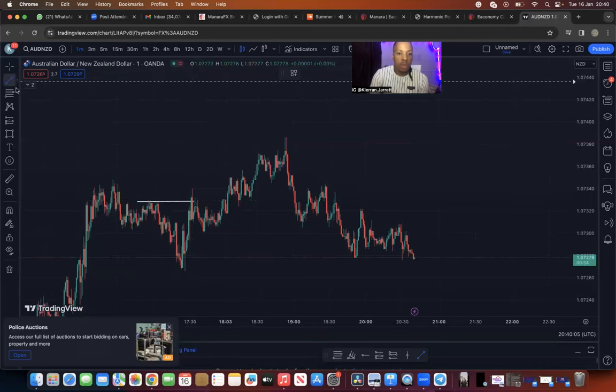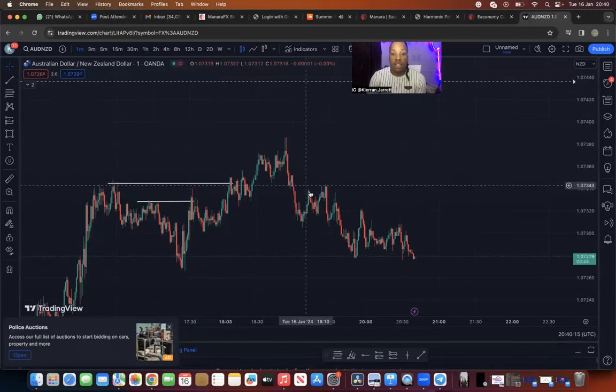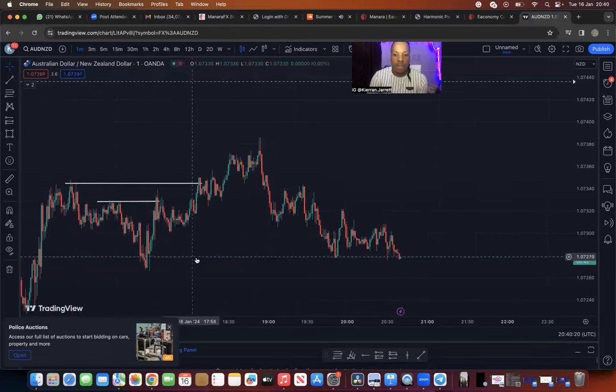And then structure was broken here by here. Right? So all of us understand that structure was broken. So we expect price to do what? Come back and fill these areas and give us a fair value gap that we can now trade to the upside, right? So price broke structure.